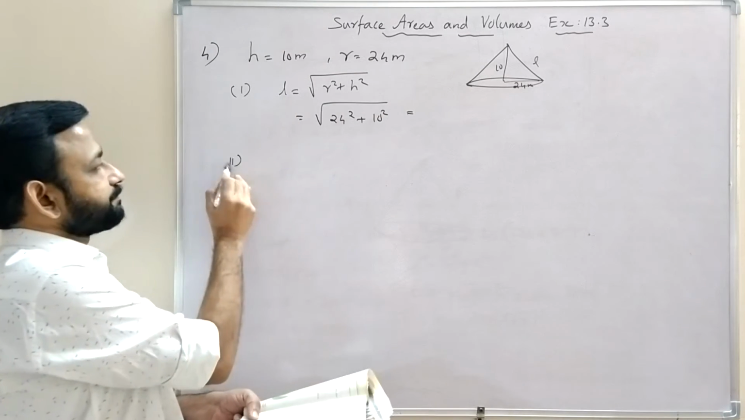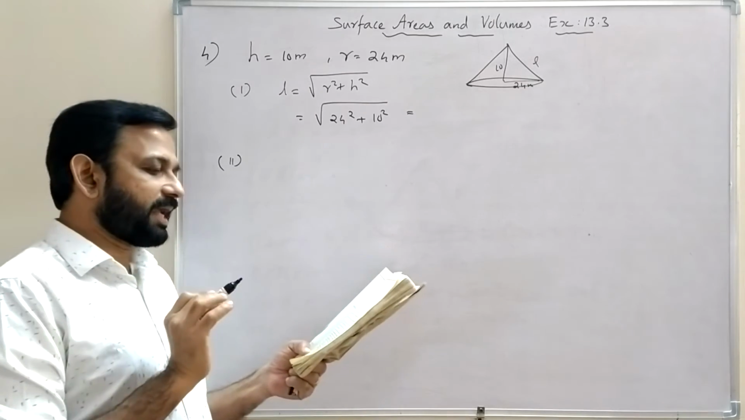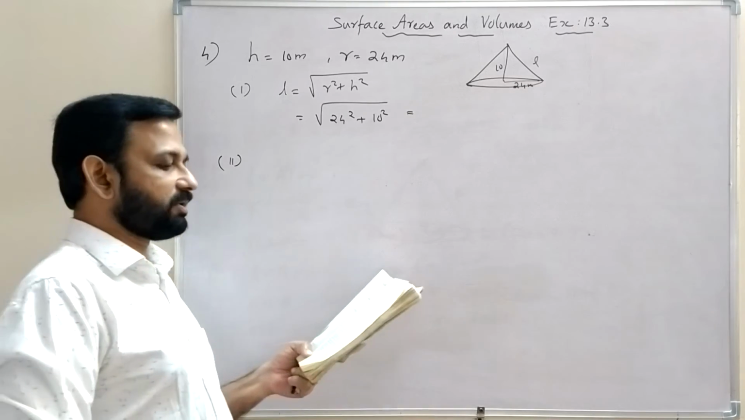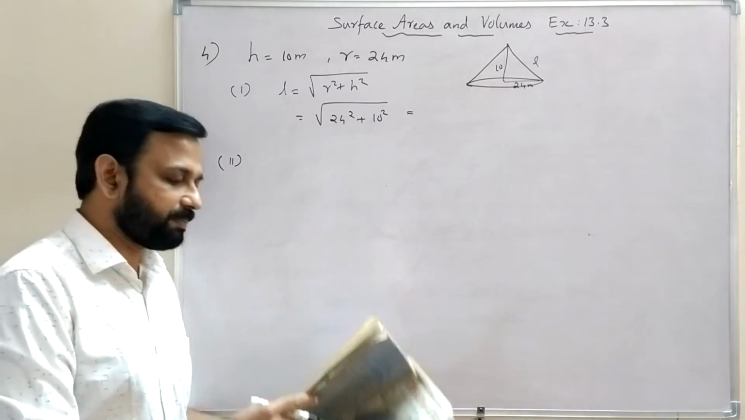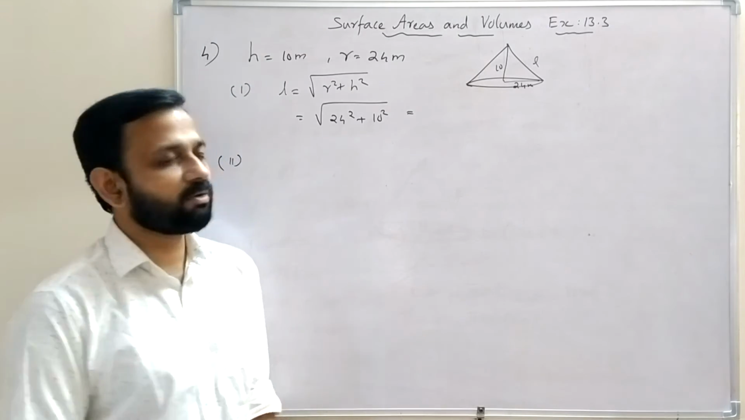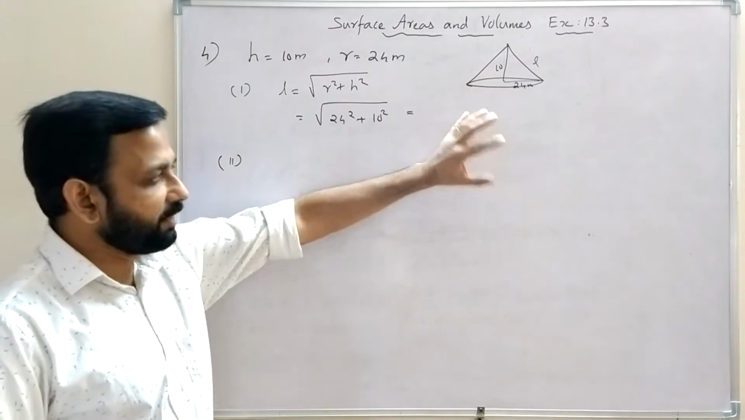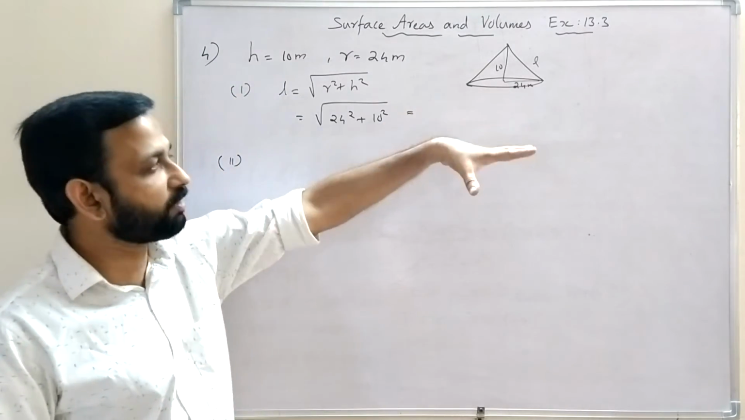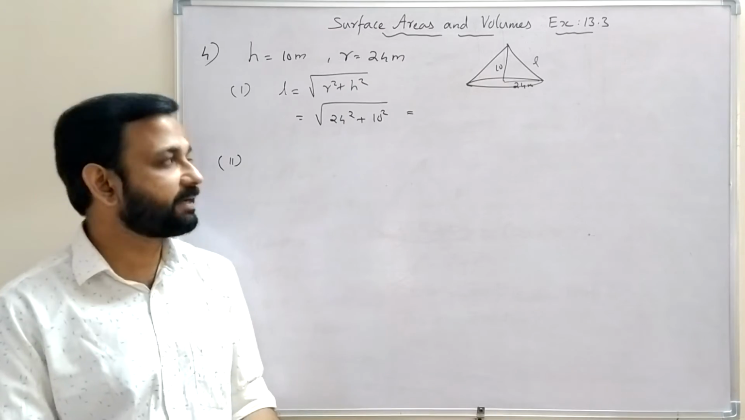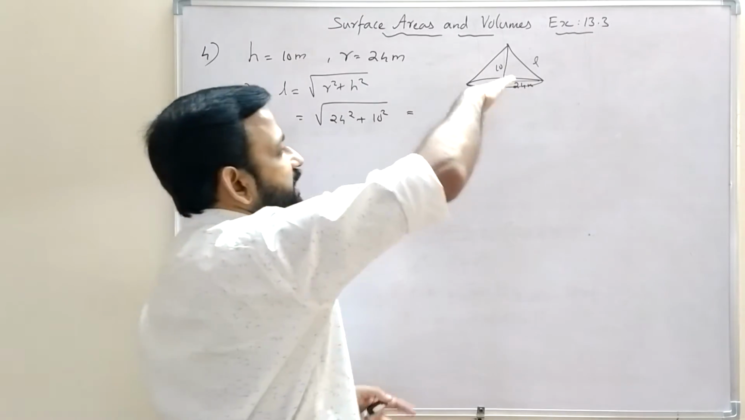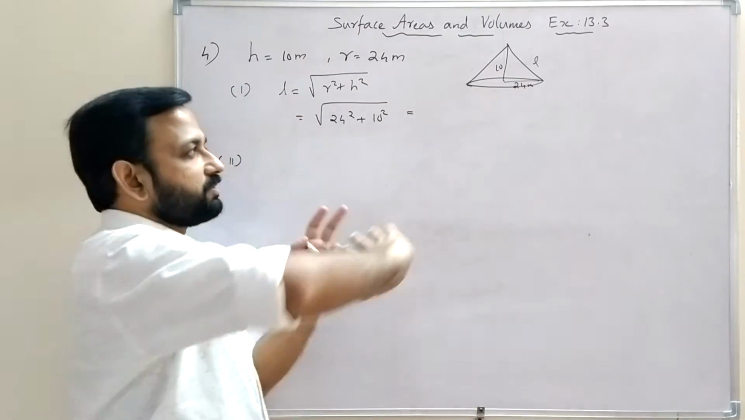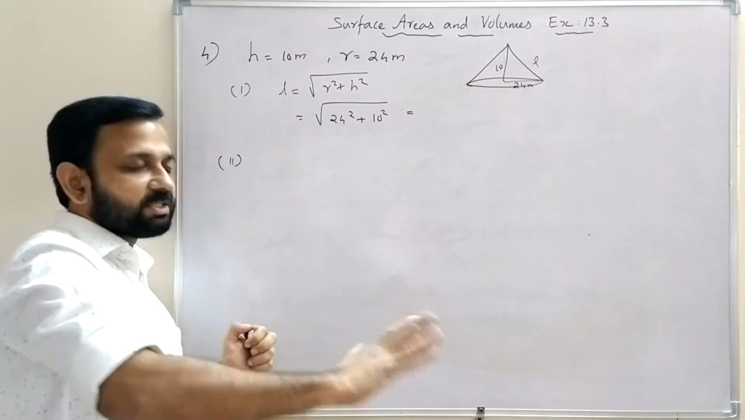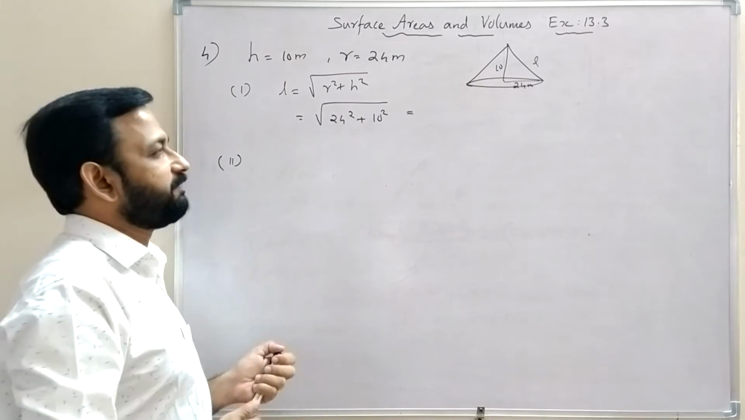Then second part, cost of the canvas required to make the tent. If the cost of 1 meter square canvas is equal to rupees 70, so we need to find the cost of the canvas used. If cost of 1 meter square is rupees 70, then what is the total cost of canvas used? So when we make a tent, we use canvas to cover the curved surface of the tent. The base of the tent will not be covered by canvas.